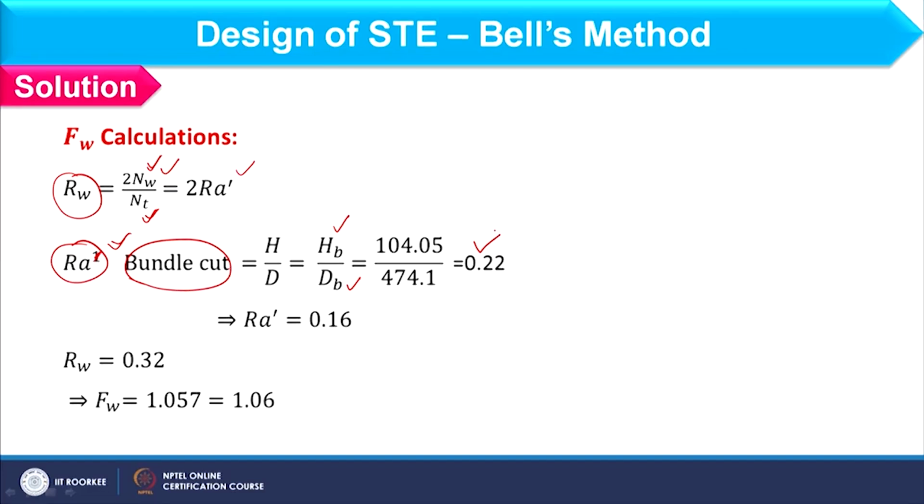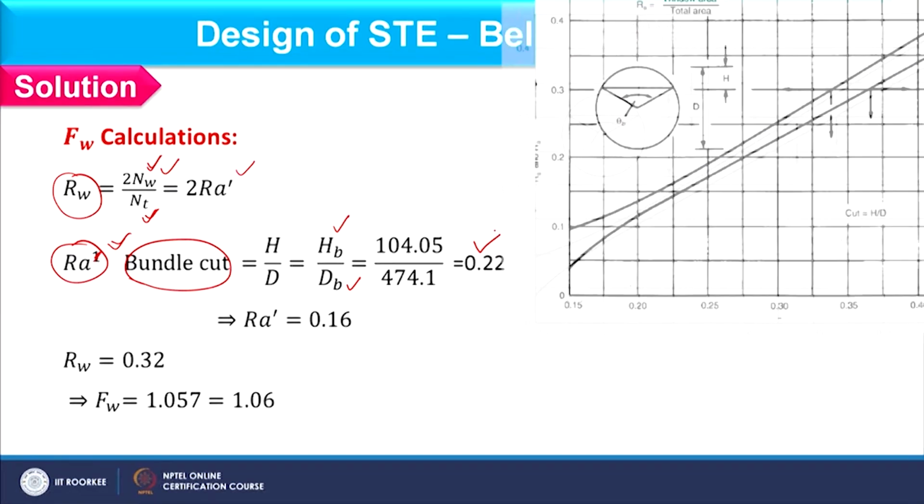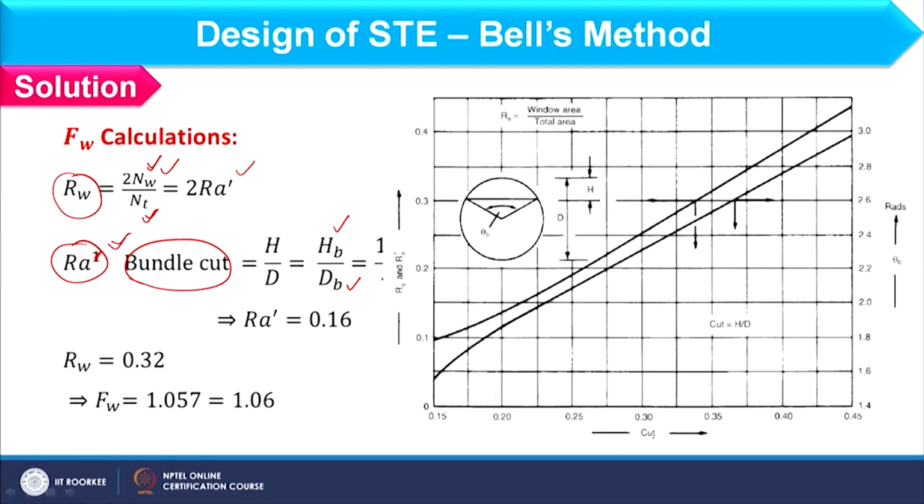Now, if you have bundle cut, you can find out RA dash from this graph. So, on the x axis I have the cut and on the y axis I have the RA dash value. As far as cut is concerned, your cut should be somewhere here because it is 0.22, and considering this, you can find the value of RA dash as 0.16 from this graph. Once you have RA dash 0.16, RAW you can find out as 0.32, just twice of that.